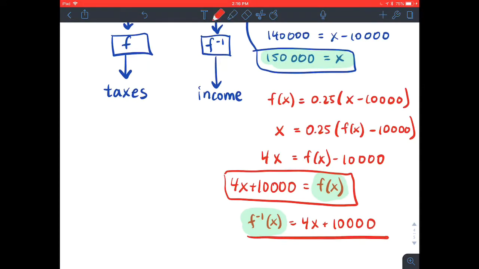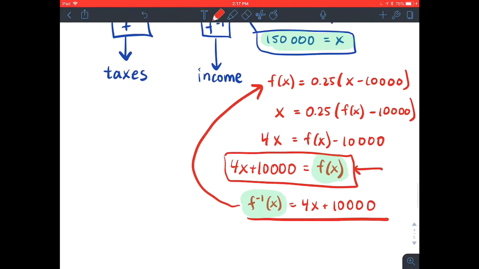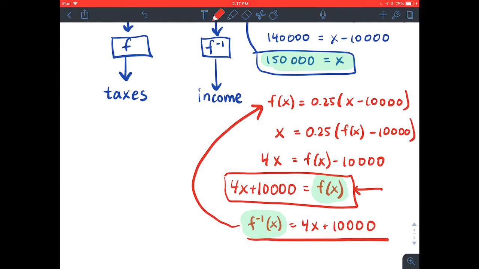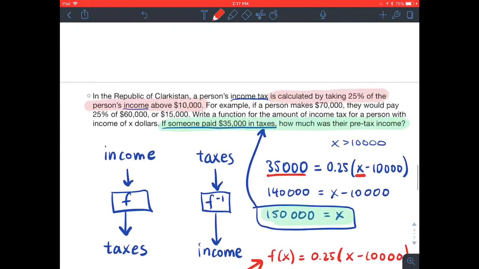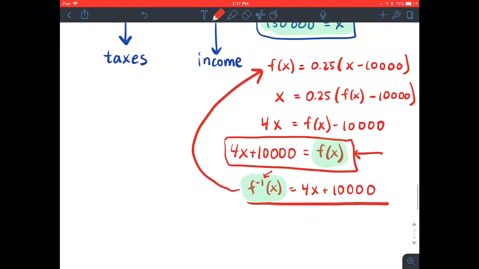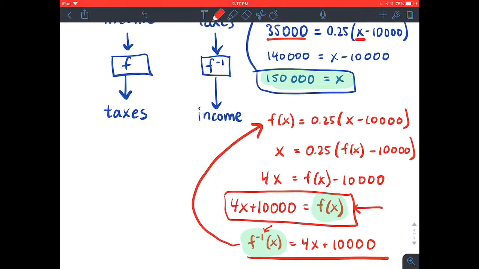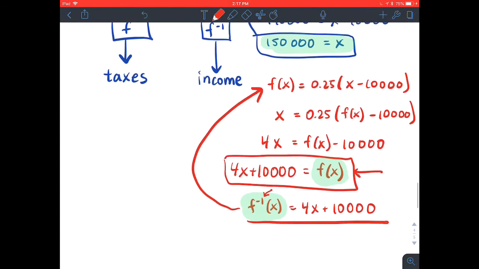Here, this f inverse of x means that it is the inverse of this function here. Here, f of x is just being used as a generic function. Down here, this -1 means that it is the specific inverse to the original function named f. So now we have found an inverse function that can take any amount of taxes and give us what the original input should have been.